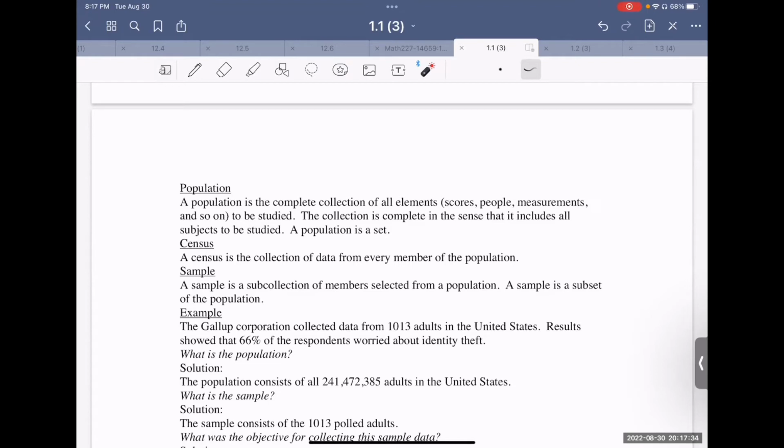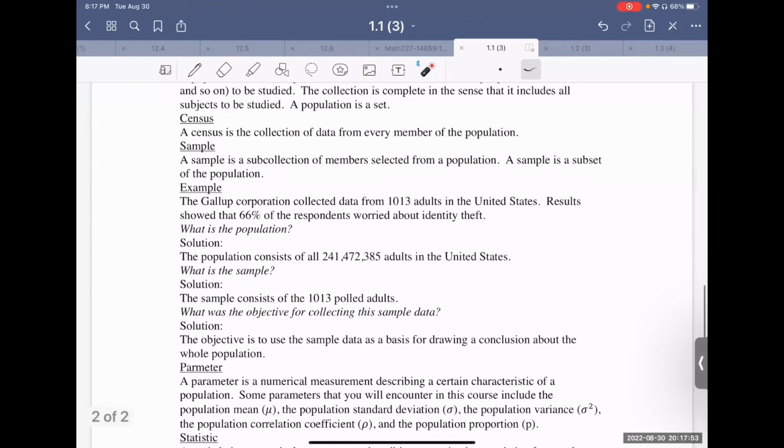Well, anyone? So what's the objective? To find out how many people worry about identity theft. Actually, the percent that worry about identity theft. So the objective is to determine the percent of adults in the United States that worry about identity theft.